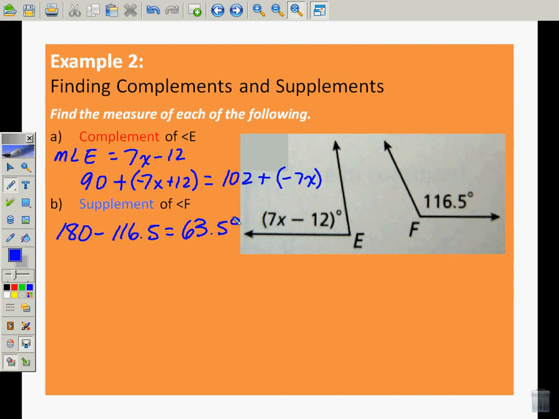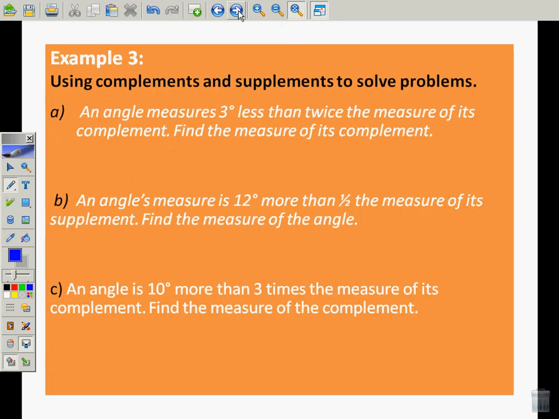Now, something a little bit different. We're going to use verbal expressions to try to help model these situations where we're finding supplements and complements. Stick with me. This is going to be a little bit challenging, but it's going to stretch the brain. Okay?